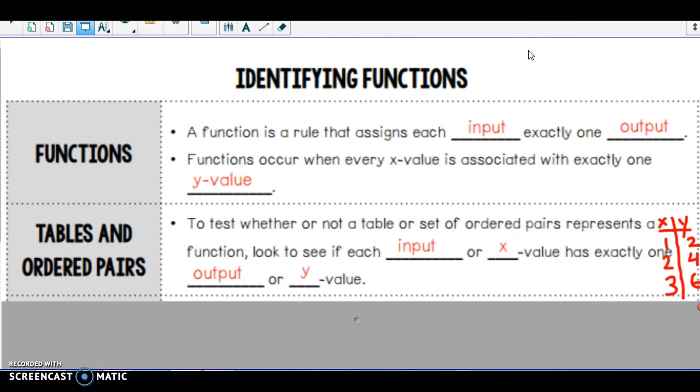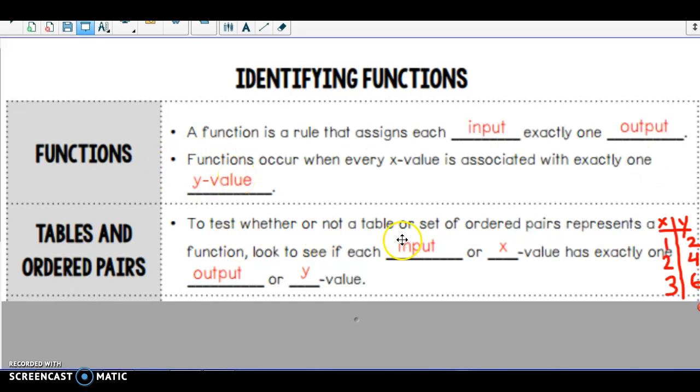Your note sheet first has some vocabulary that you're going to fill out. A function is a rule that assigns each input exactly one output. Your inputs and outputs are really just your x and y values that we've talked about already using tables of values. A function specifically occurs when every x value, or input, is associated with exactly one y value, or output.